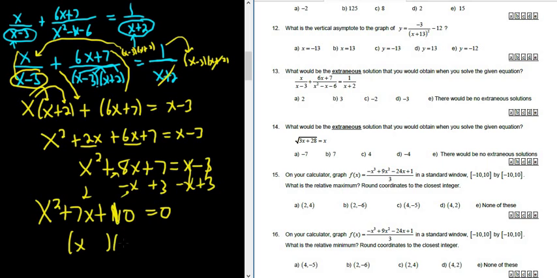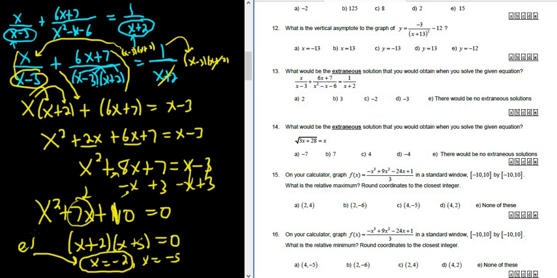This should factor. We need two numbers that multiply to 10 and add to 7. So 2 and 5. Yeah, 2 and 5 multiply to 10 and add to 7. So that works. So we get two answers, negative 2 and negative 5. And we know that negative 2 cannot be the answer. So this is the extraneous solution. This is the answer that doesn't check.